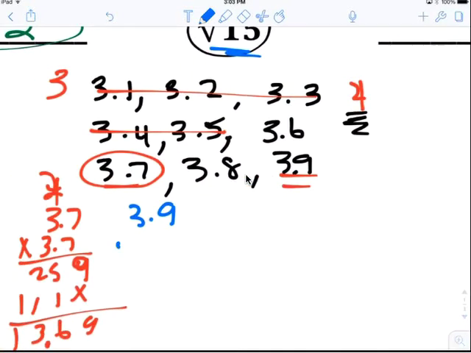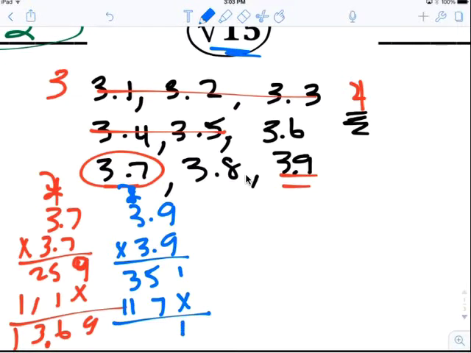13.69 times 3.9. 81, carry the 8. 27, 35. Yeah, 35. I'm adding to make sure I did it right. 27 carry 2. So 15.21. That's 21 over. Well, maybe it's 3.8.